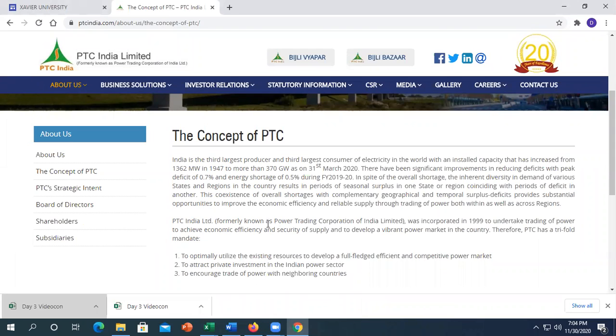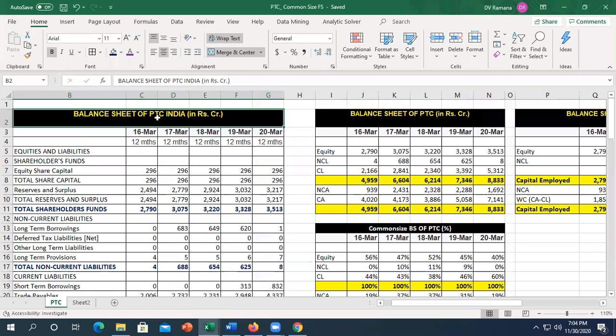PTC, formerly known as the Power Trading Corporation, was incorporated in 1999 for undertaking trading of power. So therefore, because it is in a trading of power, normally the business is not very complex and it is a reasonably profit-making company. Can be known to be a profitable company. So let us see the balance sheet of Power Trading Corporation or PTC India.